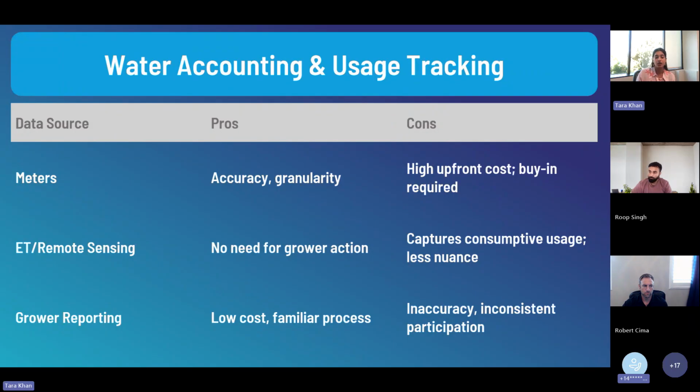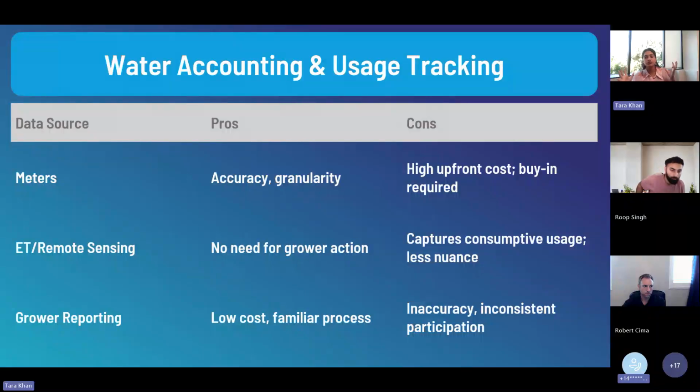That involves growers putting their pumping inputs into a database and reporting those numbers on a regular basis. The pro here is that it's a lower cost option, and it's a familiar process because growers are, for better or worse, used to reporting certain data points from the ILRP side of things. That's where we have experienced it in the past, but again, you need buy-in from growers, and there are concerns from GSAs that grower reporting might lead to inaccuracy, right? You don't know if your growers are reporting the correct numbers, and there could be inconsistent participation as well.